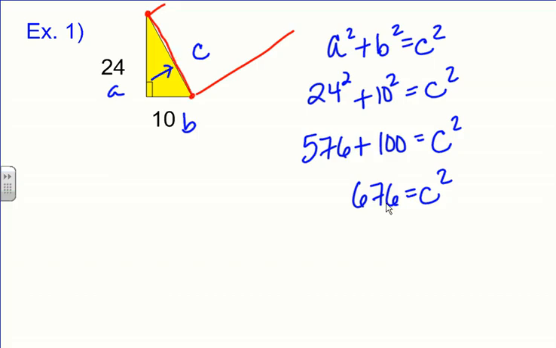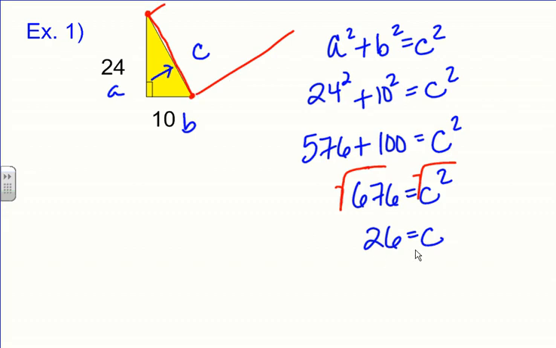So the way I do that is I take the square root of each side, because we know the square root, by definition, is the measurement of a side of a square. So when I take the square root of 676, I get 26. And the square root of C squared is C, just as if the square root of the side of C, it would be C by C, so this side would measure C. So that's how we would find it.